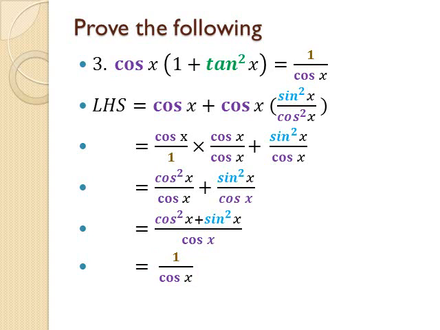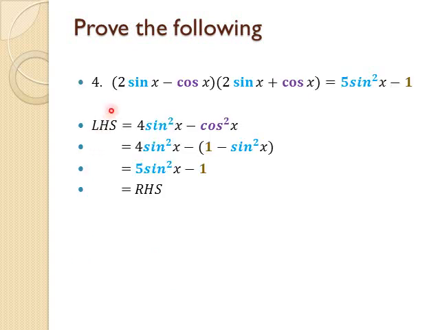Let's look at the last problem. In problem number 4, we have (2 sin x minus cos x)(2 sin x plus cos x) equal 5 sin squared x minus 1. Right, so there you should see difference of two squares. We have the same items in both brackets, but one is negative and the other one positive. That means I multiply first term by first term, last term by last term. So 2 times 2 gives me 4.